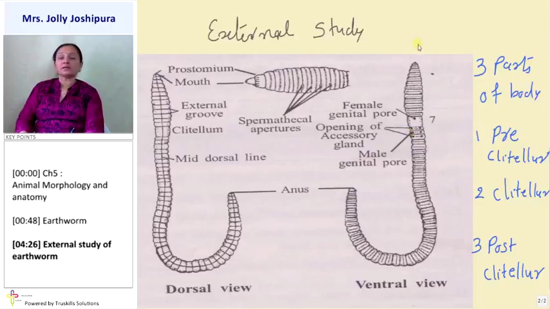Now let us see what is there on the ventral side. Here the female genital aperture is there, and in the reproductive system we will discuss the openings of accessory glands, and the male genital pore is also found here. Moreover, there are spermathecal apertures between 5 and 6, 6 and 7, 7 and 8, and this way there are 4 pairs of spermathecal apertures, one on each side.